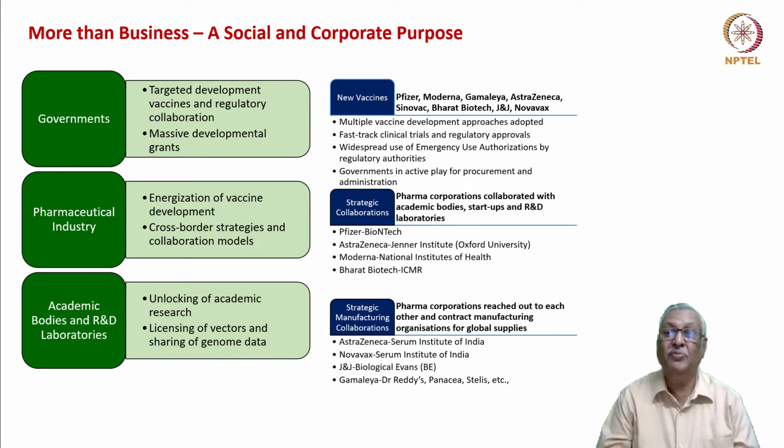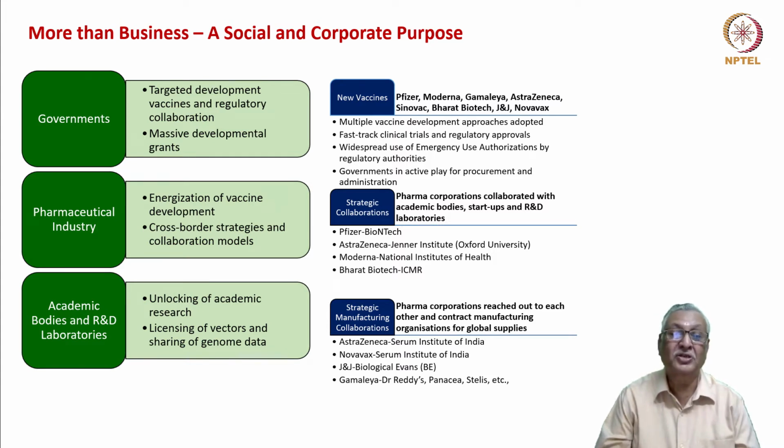As a result, a number of new vaccines came up. Pfizer, Moderna, Gamaleya, AstraZeneca, Sinovac, Bharat-BioNTech, J&J, Novavax. They all had multiple vaccine development approaches. They secured fast-track clinical trials and regulatory approvals. Regulatory authorities started using the emergency use authorization route to get the vaccines into the marketplace, and governments played a very active and frontal role in procuring and administering the vaccines.